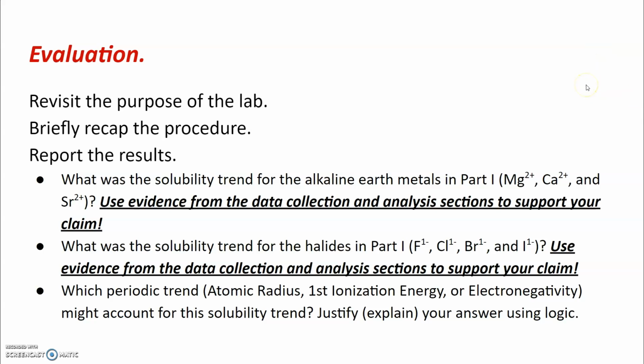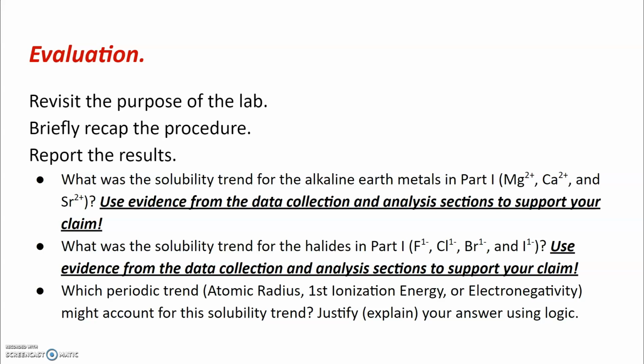For your evaluation, you're going to revisit the purpose of the lab. So what were we looking at? Why were we looking at it? Briefly recap the procedure. Report the results. So you need to answer these questions listed here. What was the solubility trend for the alkaline earth metals? You have to use evidence from your data collection and analysis sections to support your claim. Then do the same for the halogens. And then which periodic trend, atomic radius, first ionization energy, or electronegativity might account for the solubility trend.